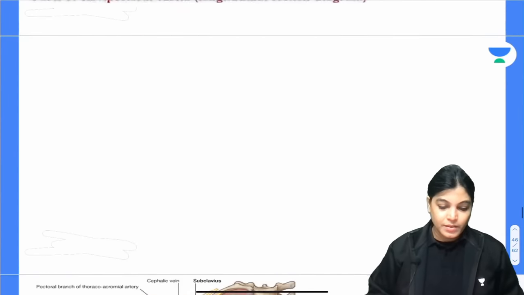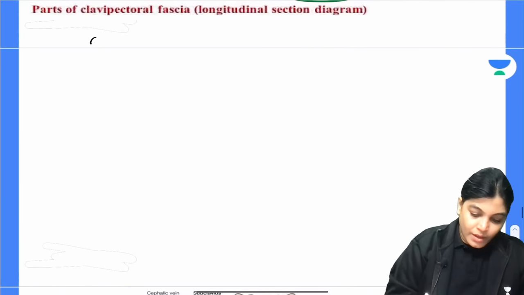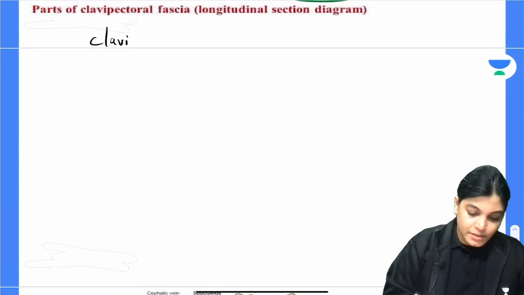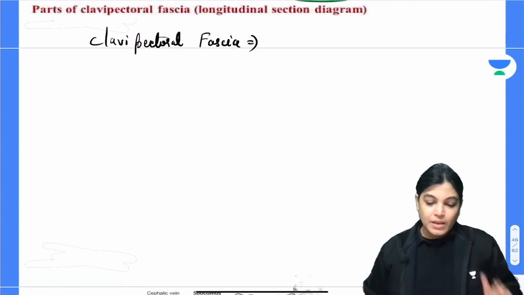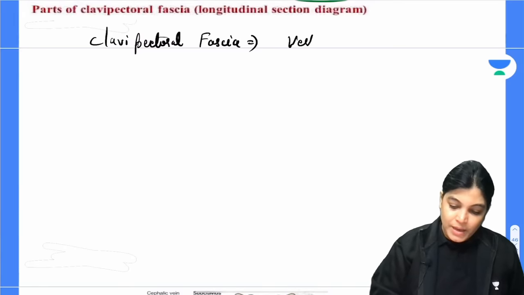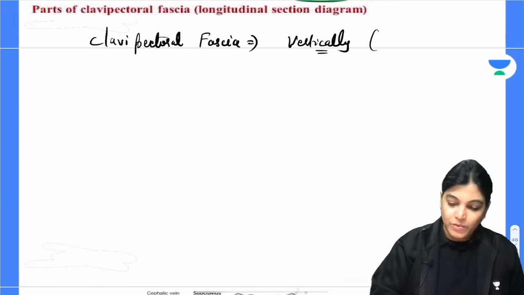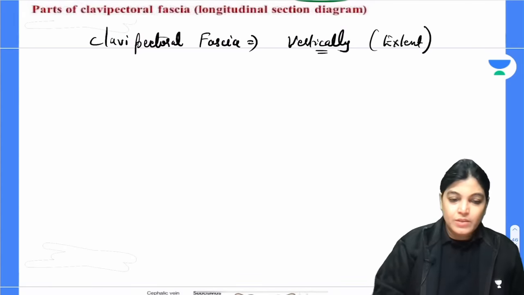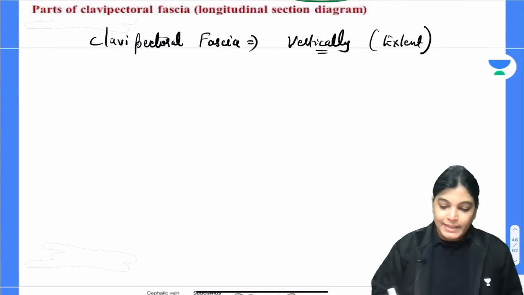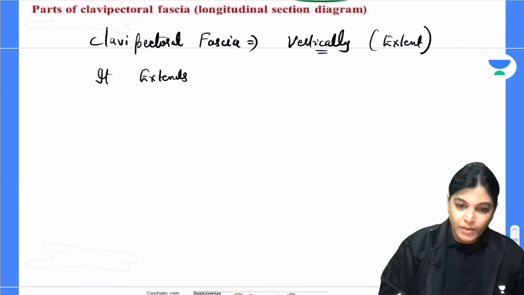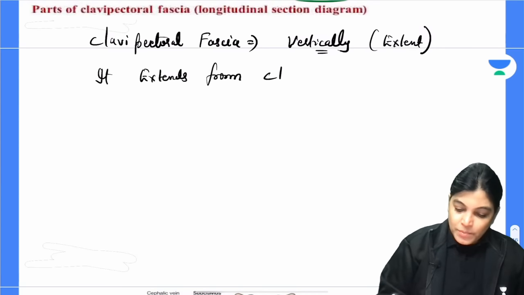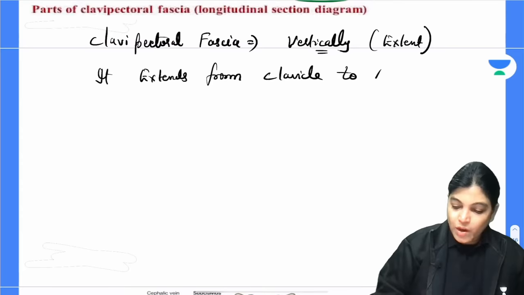So write down: clavipectoral fascia, vertical extension. What are we going to talk about now? We will talk about the vertical extent. So vertically, it extends from the clavicle superiorly, lower down to the axillary fascia.